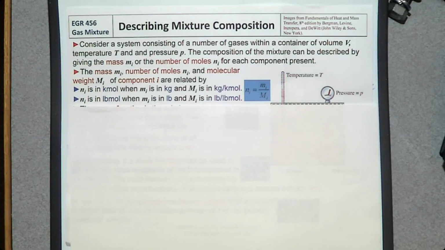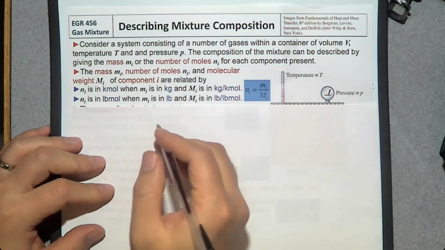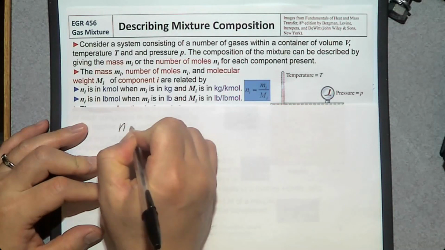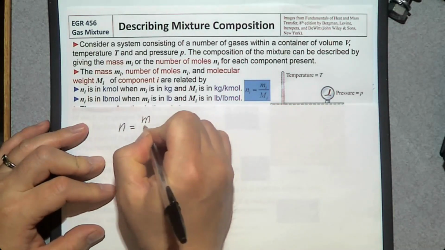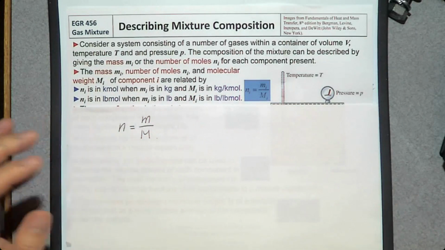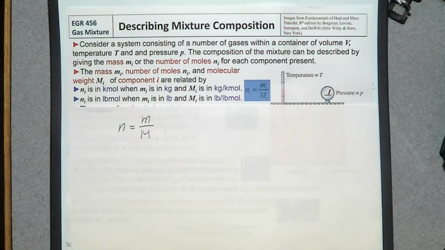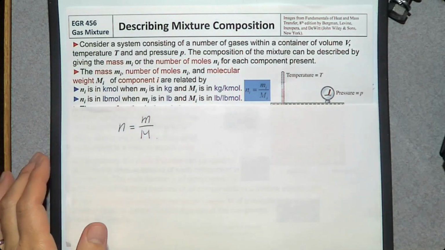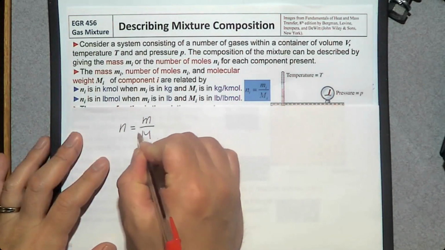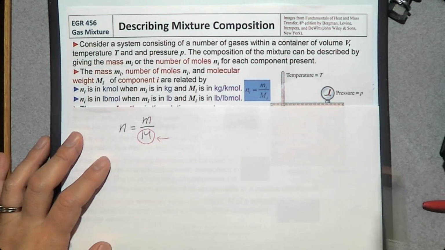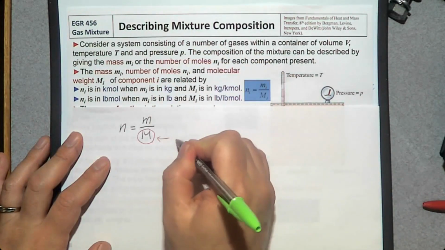Okay, last Tuesday we were studying how to convert between mass basis and molar basis. So let's review what we did. The number of moles, which is N, is going to be mass divided by molecular weight. So this is how we convert between the number of moles and mass of the system. This molecular weight can be found from table A1.